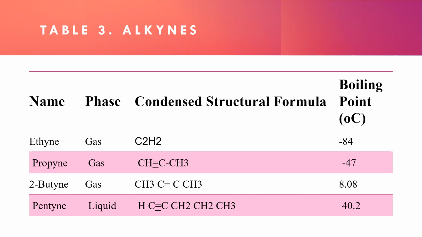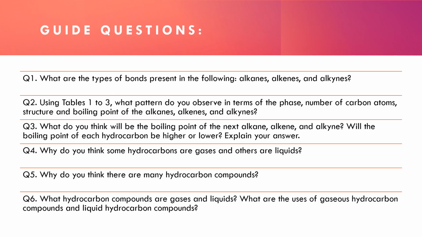First question we have, what are the types of bonds present in the following? Alkanes, alkenes, and alkynes. Second question, using tables 1 to 3, what pattern do you observe in terms of the phase, number of carbon atoms, structure, and boiling point of the alkanes, alkenes, and alkynes? Question number 3, what do you think will be the boiling point of the next alkane, alkene, and alkyne? Will the boiling point of each hydrocarbon be higher or lower? Explain your answer.